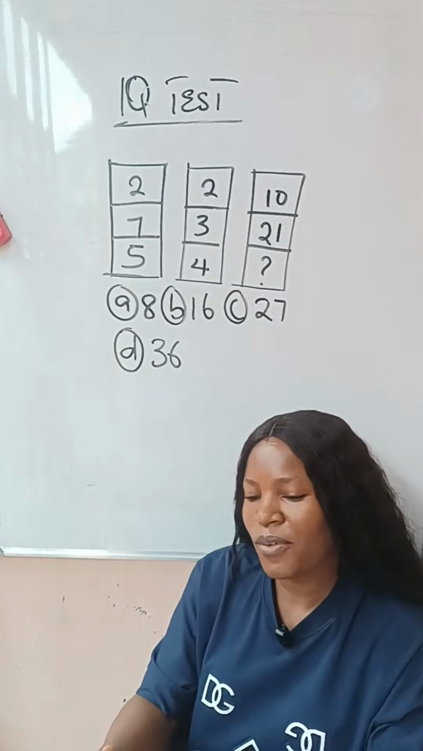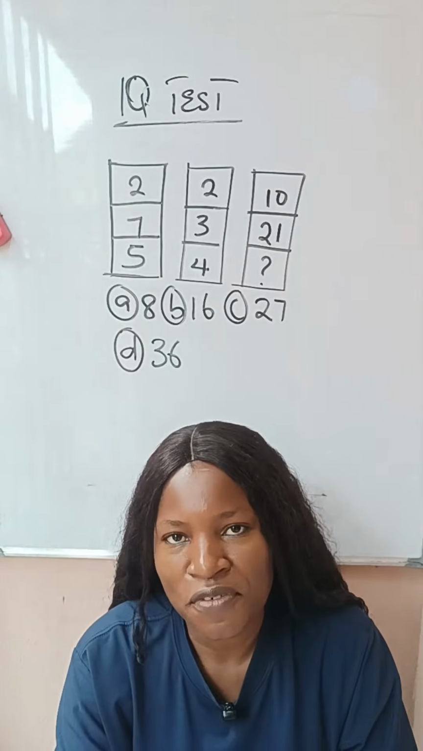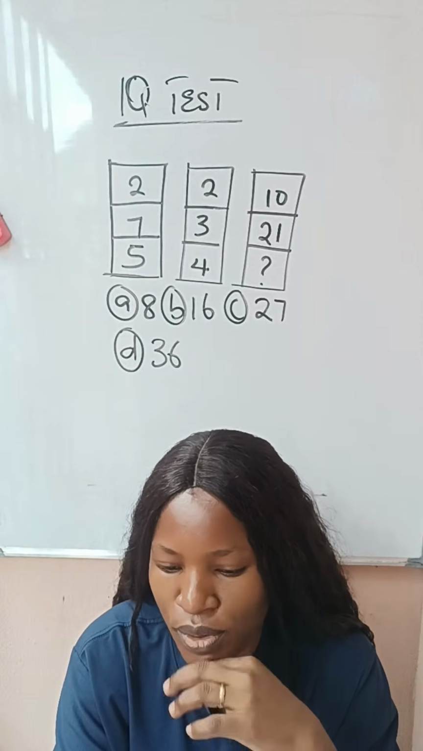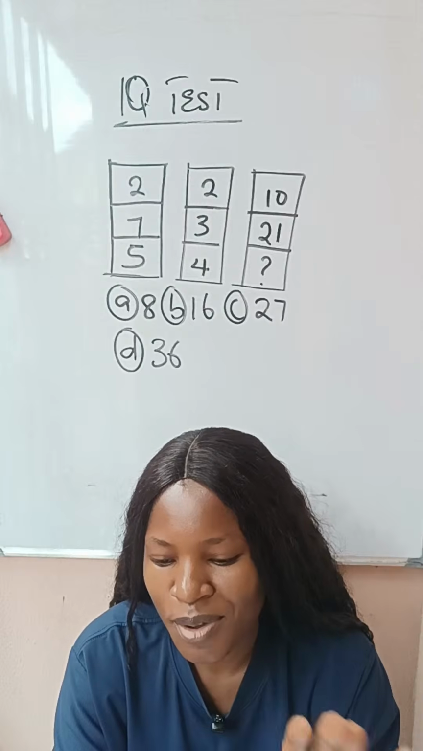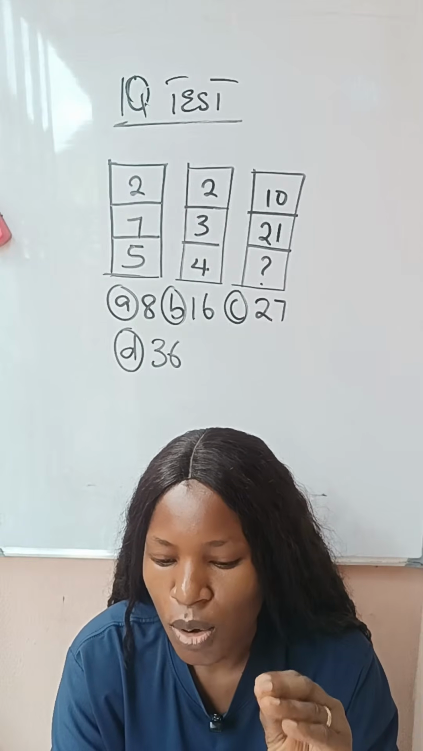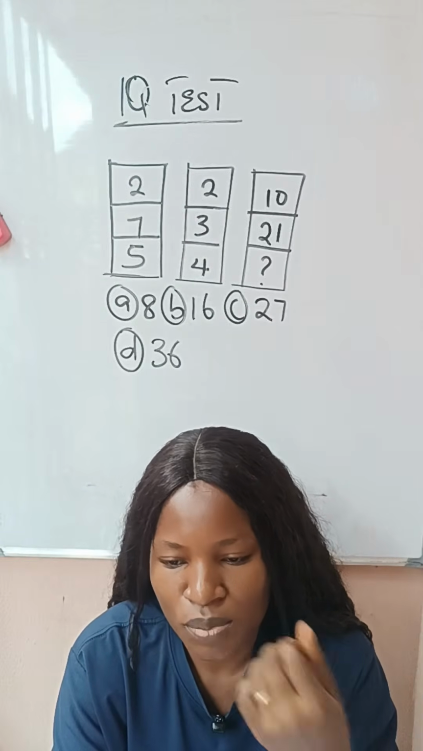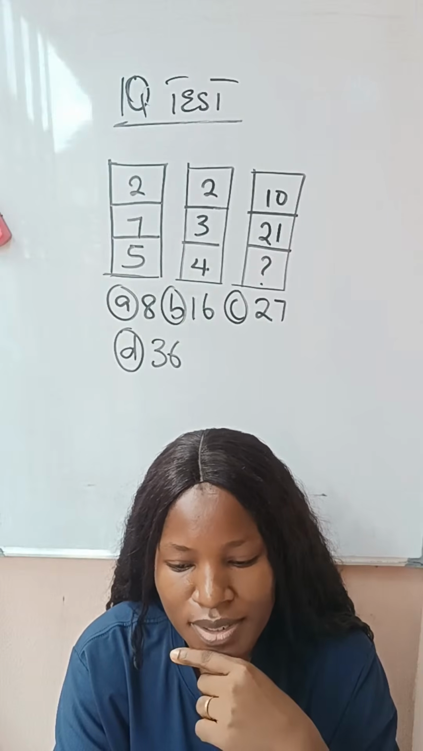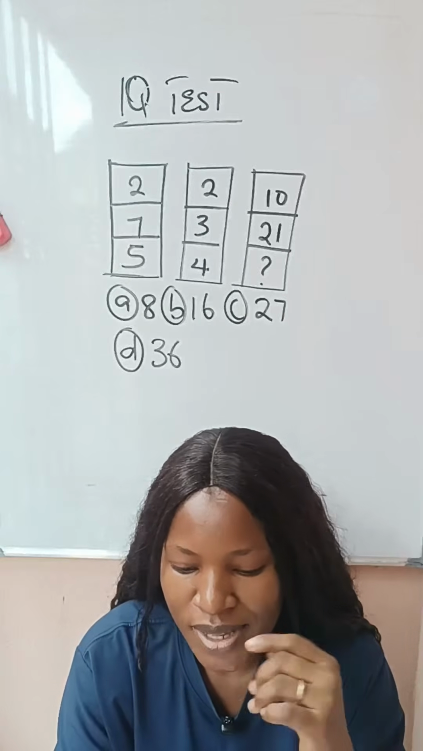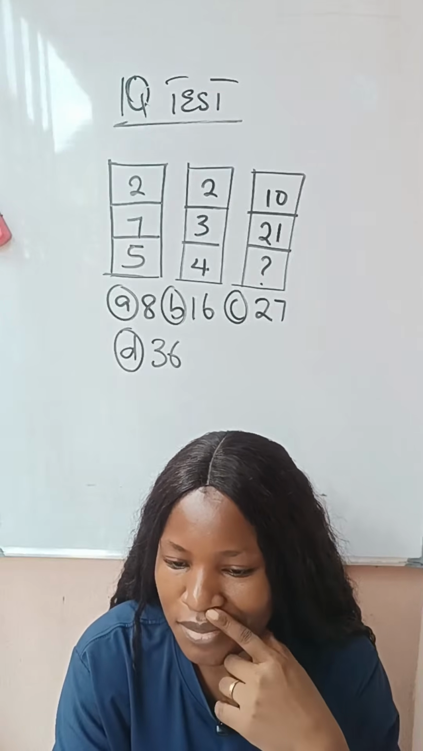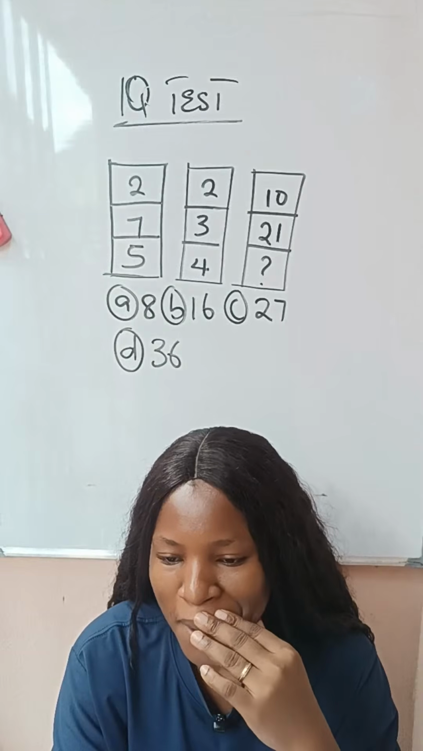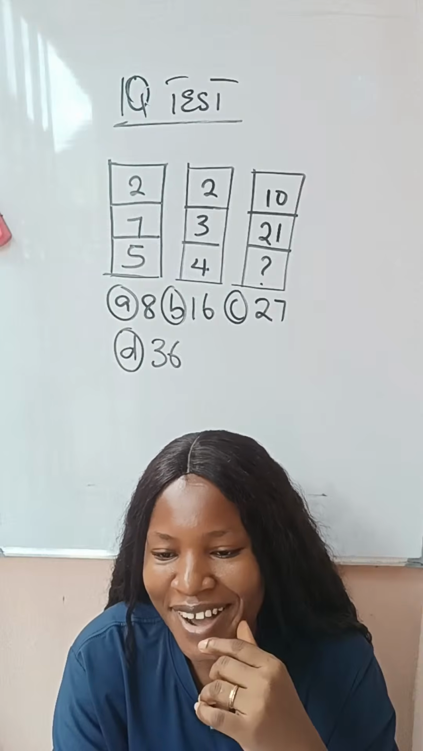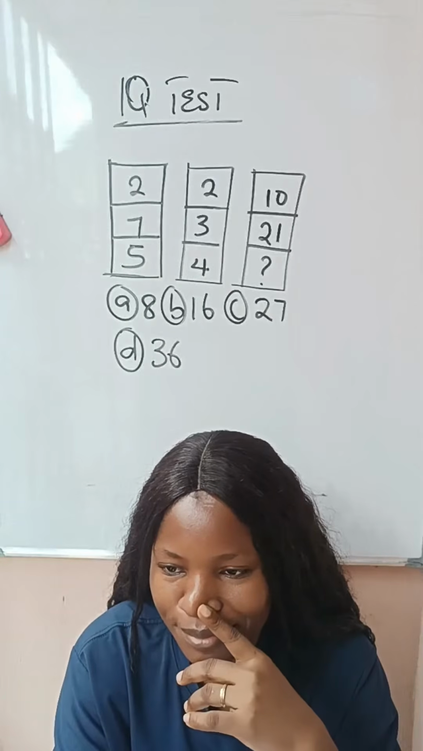When you see this kind of question, most of us start looking at the numbers inside those boxes. Do not look at the numbers inside those boxes. Look at the numbers outside those boxes. So think outside the box. Daniel says the answer is 16. Okay. All right. How sure are you that the answer is 16?